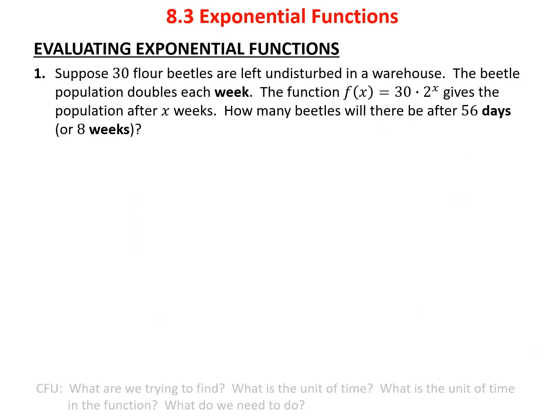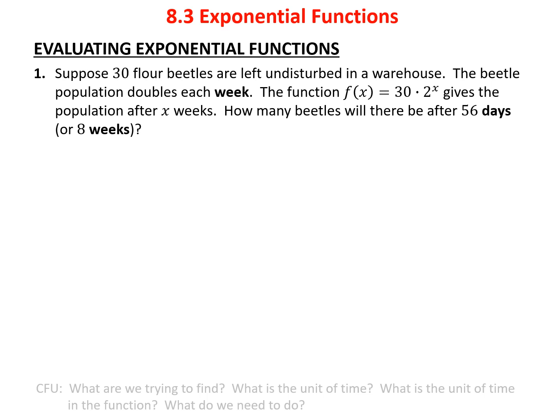So let's look first at evaluating exponential functions. Our first problem, we have 30 flower beetles that are left undisturbed in a warehouse. The beetle population doubles each week. So the function for this production is f of x equals 30 times 2 to the x. Notice that the amount of beetles we start with, 30, is our a, and then it's doubled, so we multiply it by 2, and then we do that every week for x weeks to give us the population.